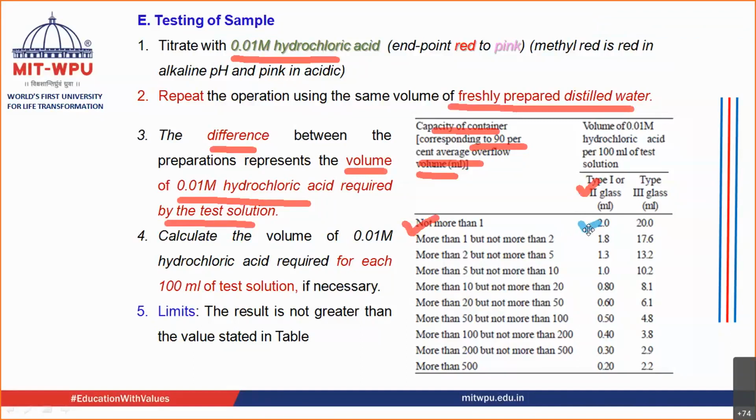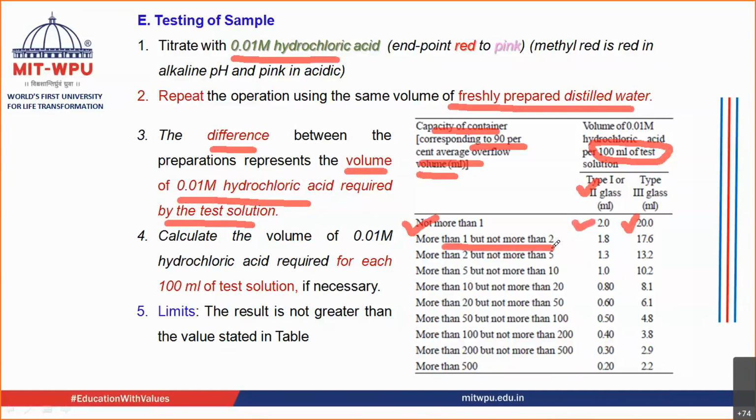Further, remember this is for 100 ml. So if you have taken 25 ml of sample, then whatever readings you have, you have to multiply by 4 times. If you have taken 50 ml of sample, whatever readings you have got over here, you have to double it. And if you have taken 100 ml, then no question. So for 1 ml, the limit for type 1 type 2 glass is 2 ml, and for type 3 glass it is 20 ml.